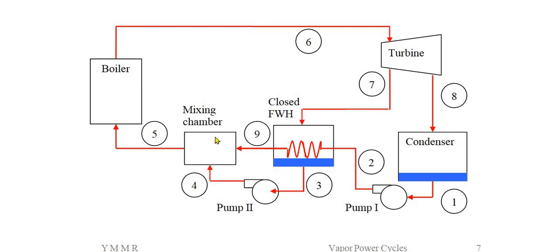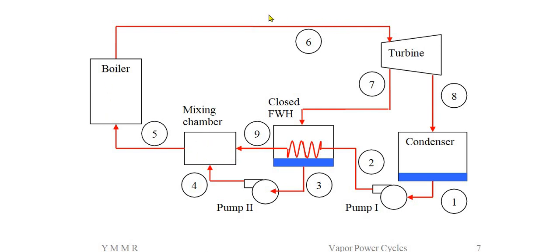Now you can see here the temperature of the water leaving the feed water heater is almost equal to the temperature of the exit of the turbine. Means we are trapping the steam from the turbine, and that temperature is almost equal. There will be some small gap, then only heat exchange will take place. So that's why both temperatures are almost equal. They are mixing in the mixing chamber and then the cycle is repeated.